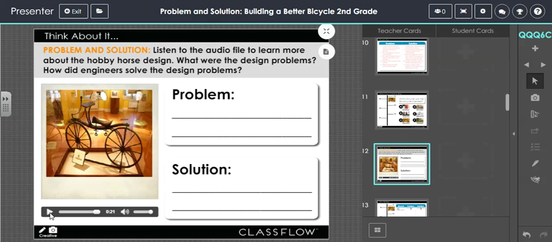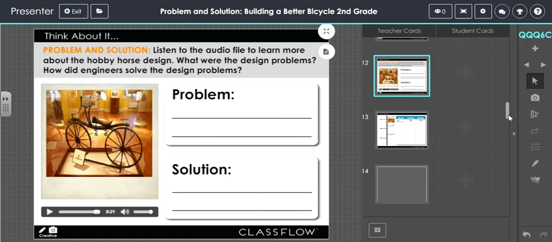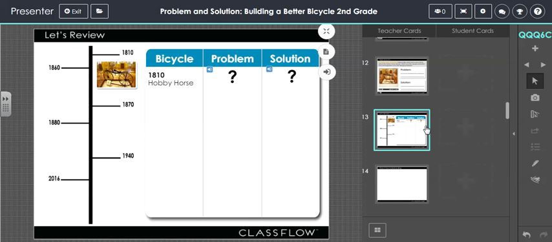So this card can be sent as a creative response poll, and then the students can write their answer to the problem and solution. And then on the next card, you can check the answer. So we have the timeline again and a chart to list problem and solution for each bicycle. If we click the question mark, we can see that the problem was it had no pedals. The solution was that they added pedals.